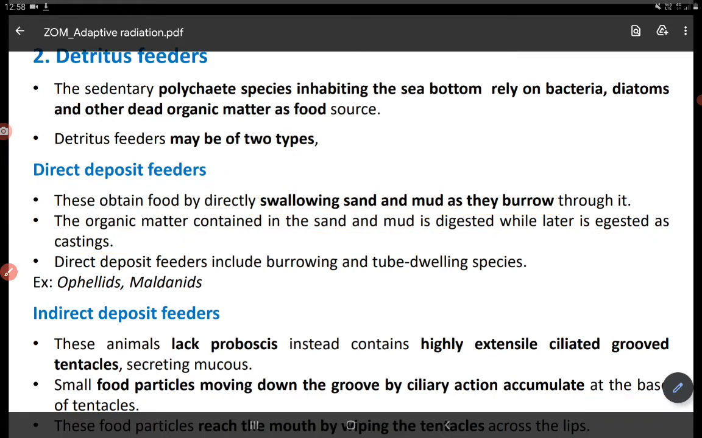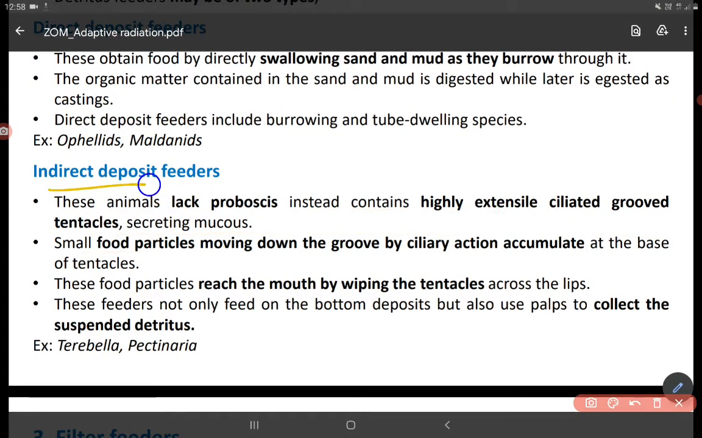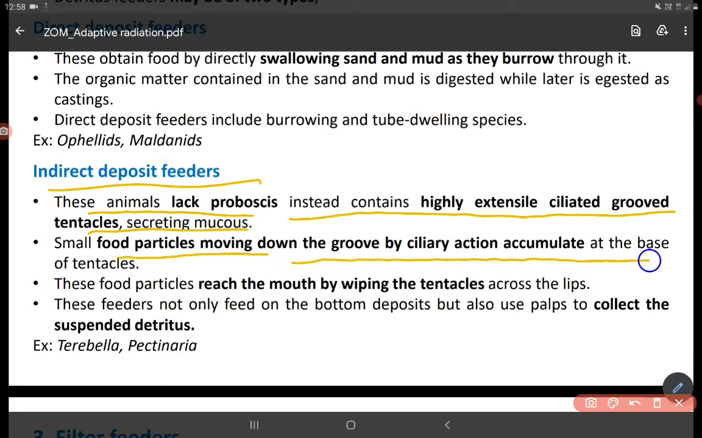Now let's go to the indirect deposit feeders. In indirect deposit feeders, these animals lack a proboscis, and instead contain highly extensible ciliated groove tentacles secreting mucus. Small food particles moving down the groove by ciliary action accumulate at the base of the tentacles. These food particles reach the mouth by wiping the tentacles across the lips. These feeders not only feed on the bottom deposit but also use palps to collect the suspended detritus.